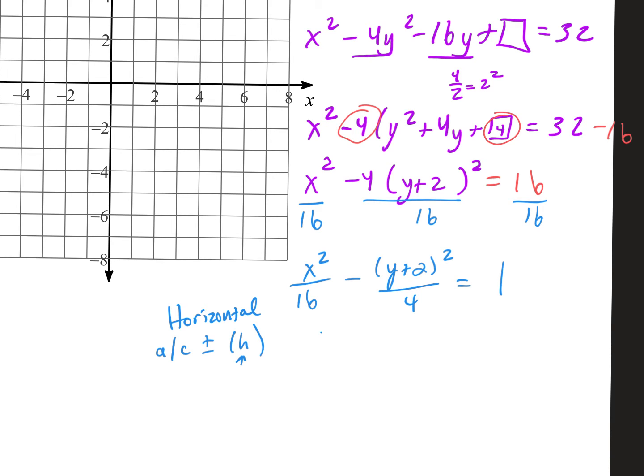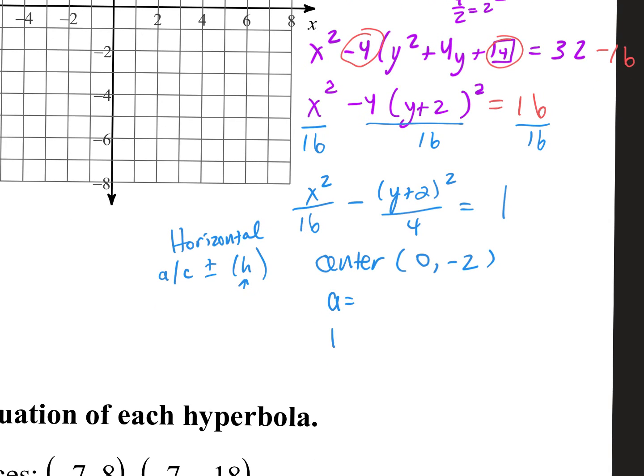So you guys can tell me now what the center is. What's my center? 0, negative 2. Perfect. What is my a value? 16? Nope. 4. Where'd you get 4 from? 16. Good, because this is a squared, so this would be 4. What is my b value? 2. Good.